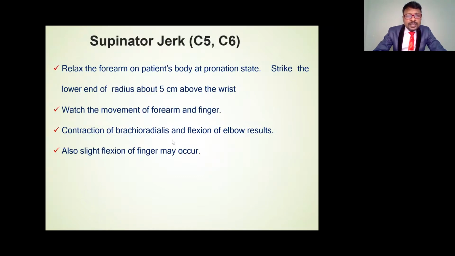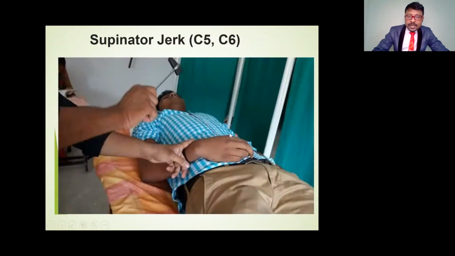Supinator reflex. For this, we tap over the supinator muscles. Here also we mainly check the C5, C6 nerve root. We tap over the lower end of the radius, about 5 centimeters above the wrist joint. With a normal response, when you stimulate there, the response will be supination. He is going to get the supination movement.